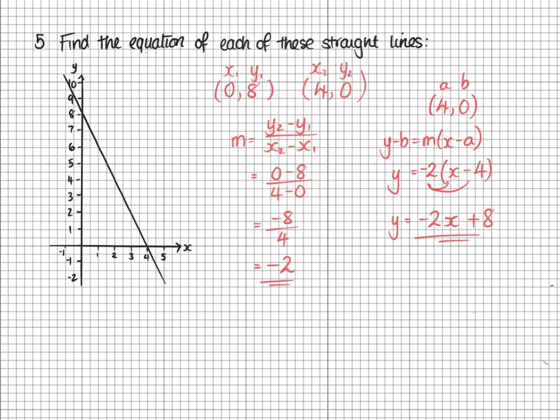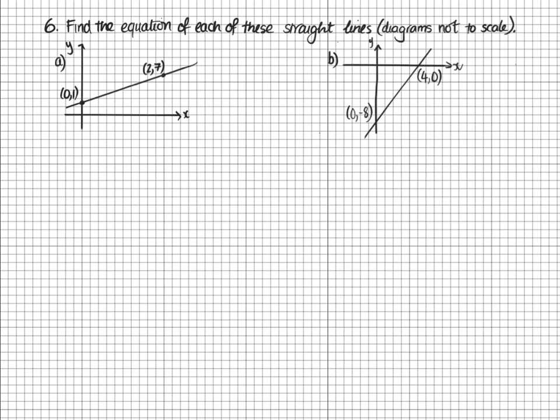Right, on to the last question, question 6. We have to find the equation of each of these straight lines. Are you seeing a pattern yet? We need 2 points. So we've got 0, 1, and we've got 2, 7, which is given to us on the diagram. That's our x2, y2, and our x1, y1.